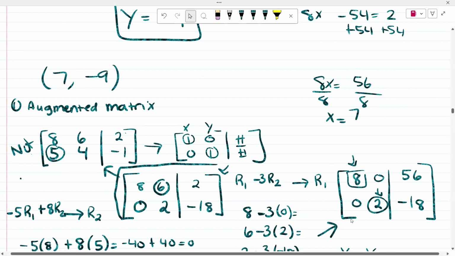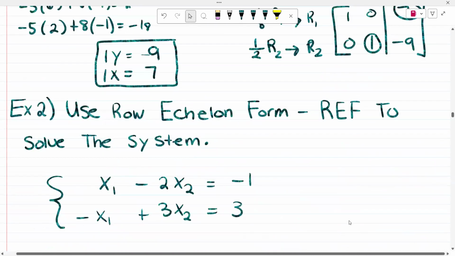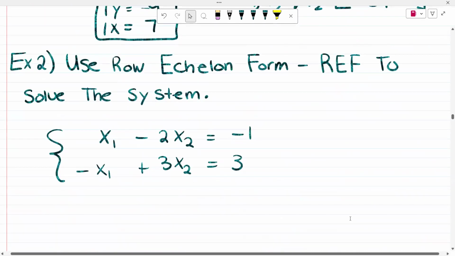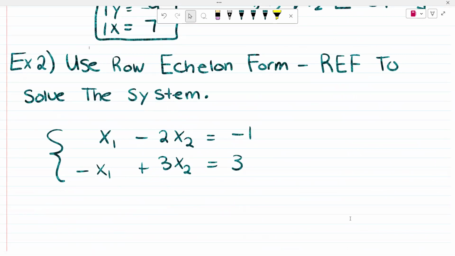Now you had your first taste of reduced row echelon form. What if it was a more complex matrix? So let's do example 2. Example 2 says use row echelon form, not reduced row echelon, but just regular row echelon form, or REF, to solve the system.